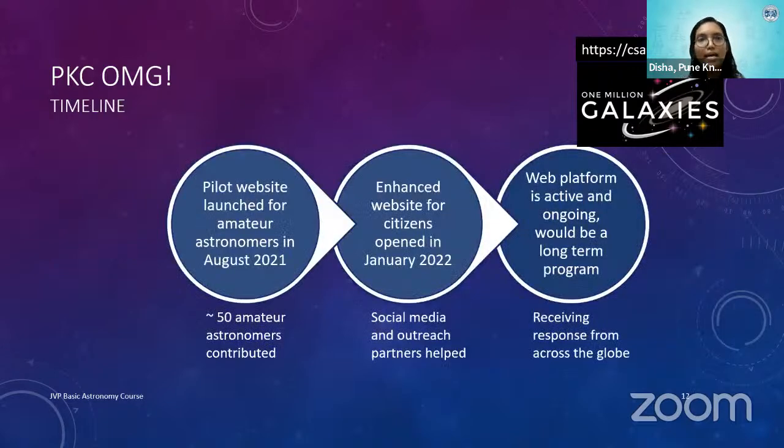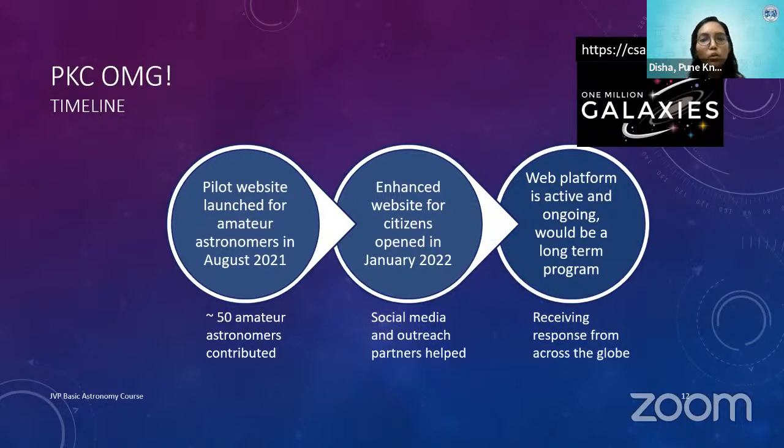So the timeline goes as: we initiated the project more or less in the middle of 2021. We thought of first doing a pilot run, taking into account the opinions from amateur astronomers. We were helped by a lot of members of JVP, Khagol Vishwa, and other astronomers from other groups. Around 50 such astronomers first tested our dummy website, where we just created a survey page where example features would be shown and the galaxies to compare would be shown. Based on their feedback, we tried to upgrade and enhance the website.